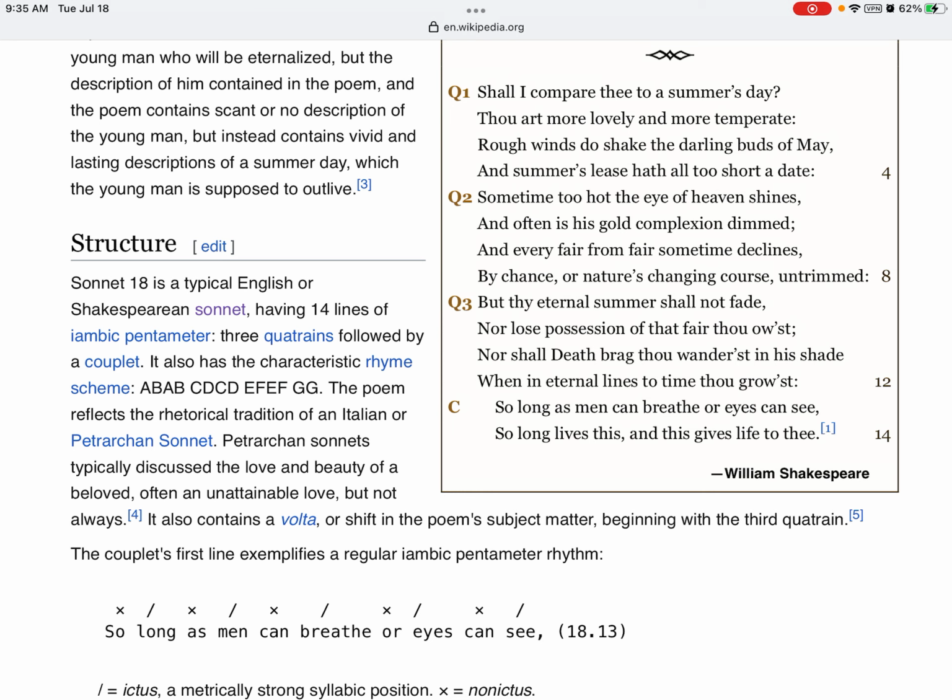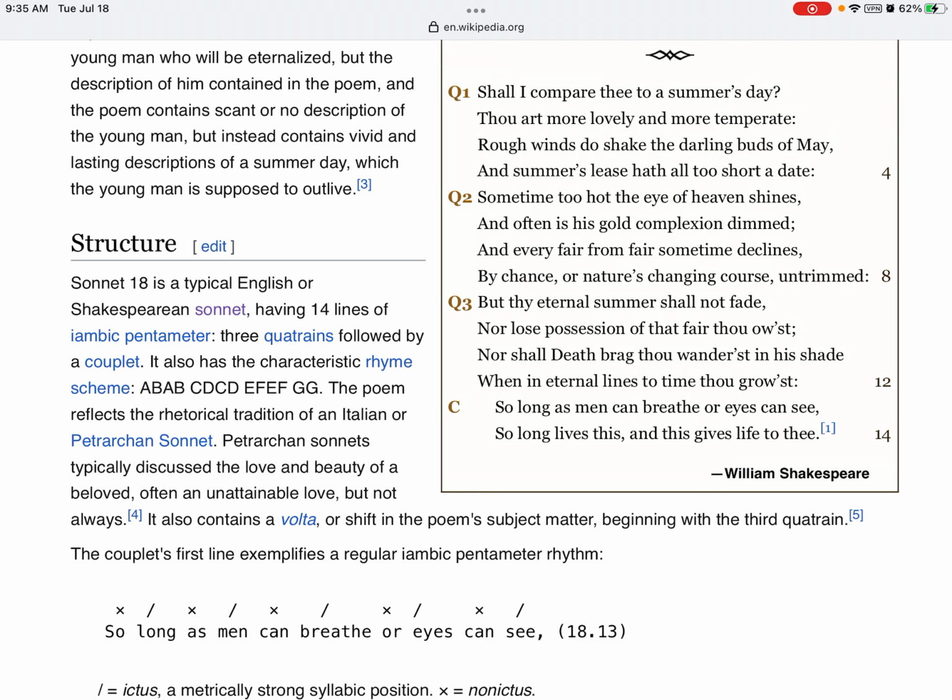But we think of the octet and the sextet as in 8 and 6, because what typically would happen is that in terms of the theme, there would be some idea presented in the first 8 lines, and then kind of a turn, like a twist on that idea in the last 6 lines. So let's take a look at this.